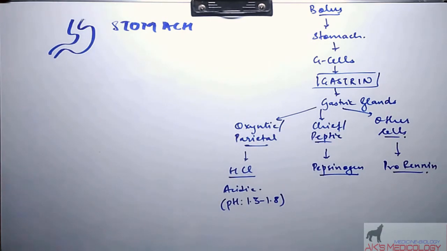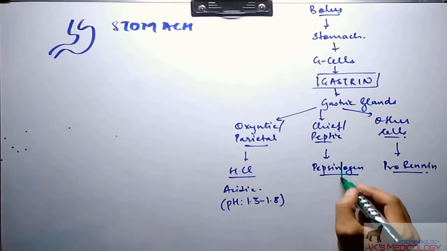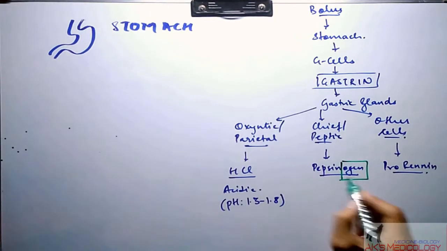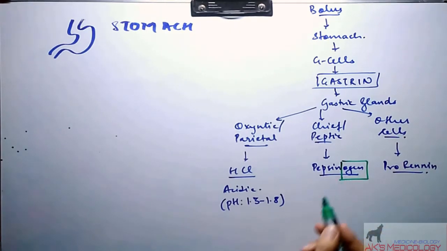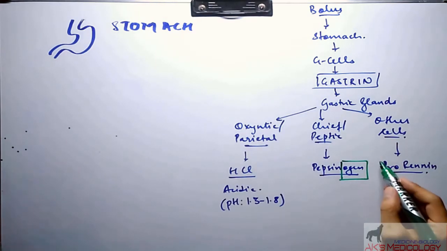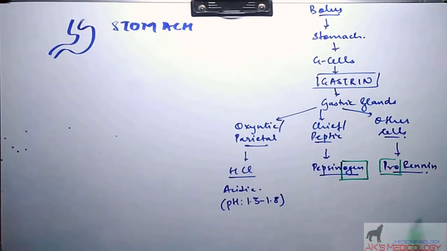First of all, we need to remember that wherever the suffix ogen is present, this means that the enzyme is inactive and needs to be activated in order to perform its physiological function. And wherever a prefix pro is present, that again means that the enzyme is inactive and needs to be converted into its active form in order to perform its normal physiological function.